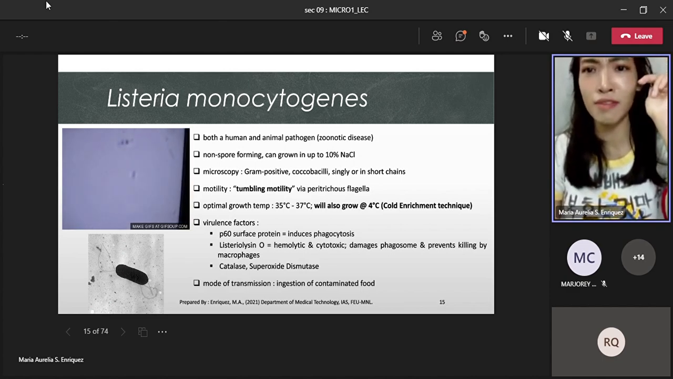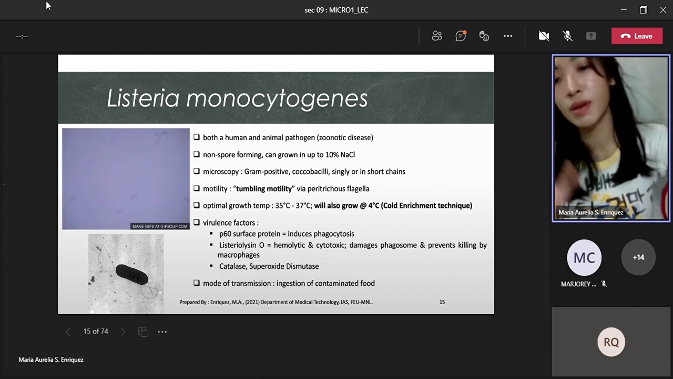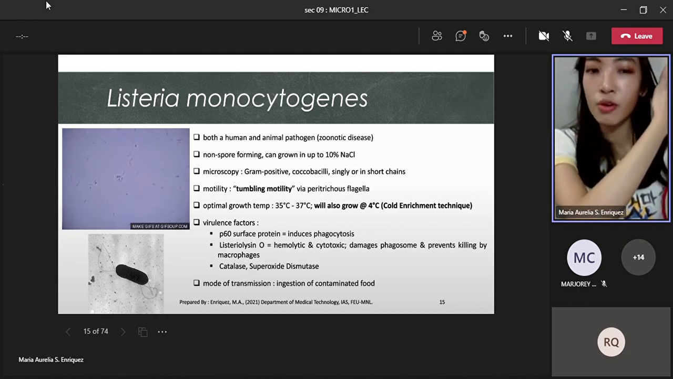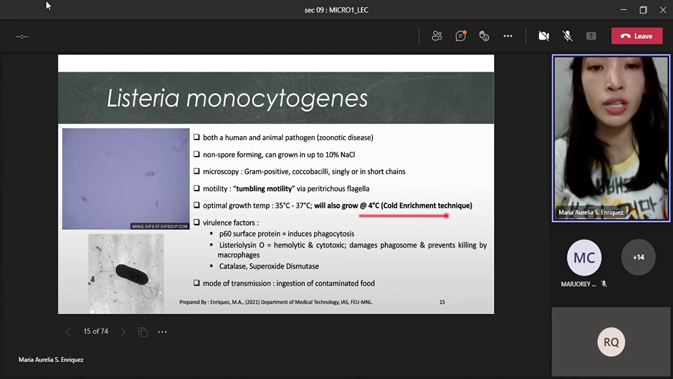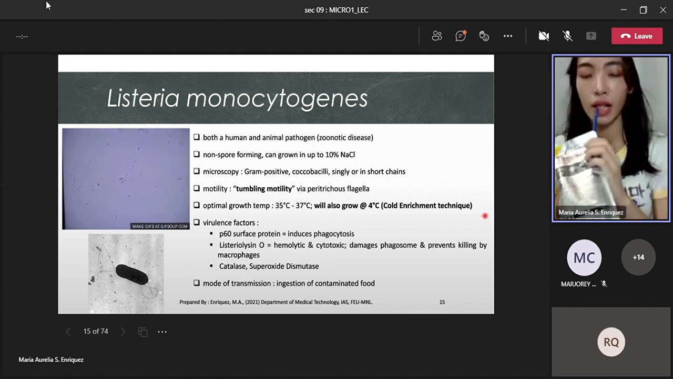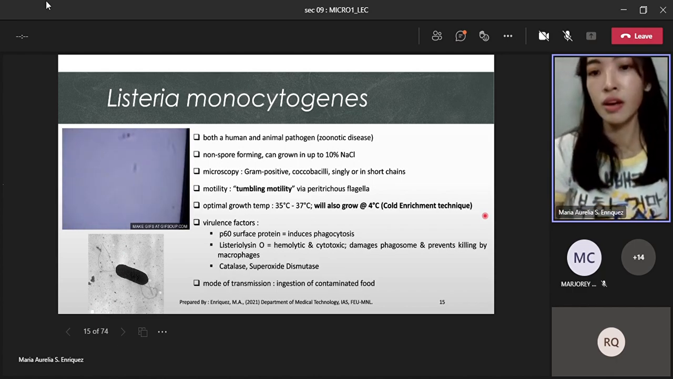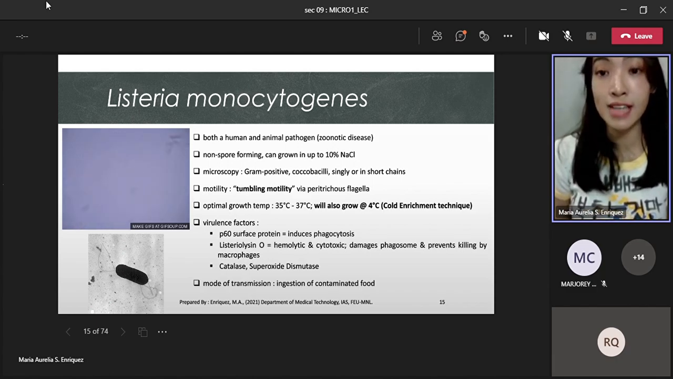So they're basically everywhere. The optimum growth temperature for Listeria monocytogenes is at 30 to 35 degrees Celsius. But because Listeria monocytogenes has the special capability of growing at 4 degrees Celsius, dito po na-develop yung cold enrichment method or yung cold enrichment technique. Okay, so the cold enrichment method may be used to isolate organisms from a polymicrobial clinical sample.